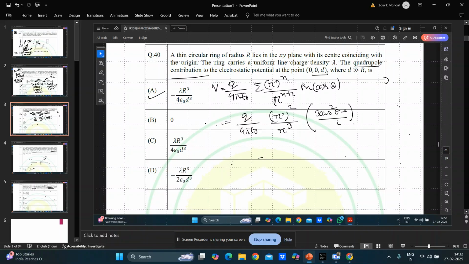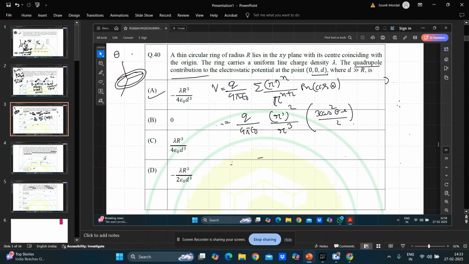Now just look at the configuration of the charge distribution. These quantities, r prime and theta, are all in spherical polar coordinates. In this given configuration, this is the ring, this is the ring, and it is entirely in the xy plane. So what should be the value of theta?